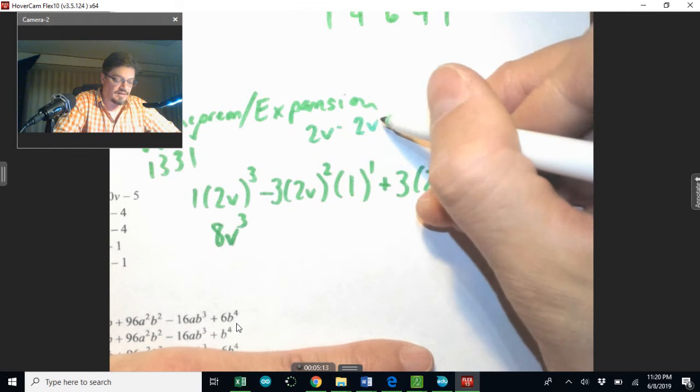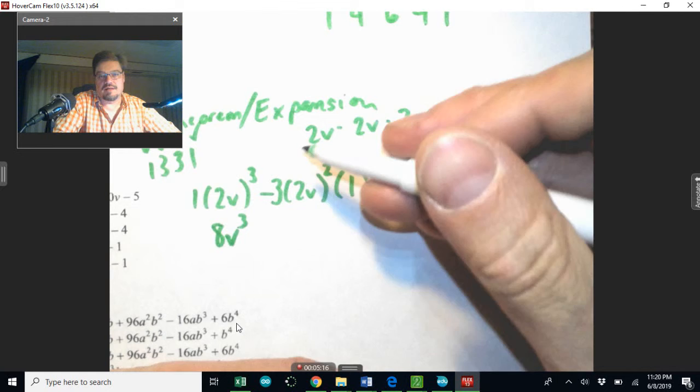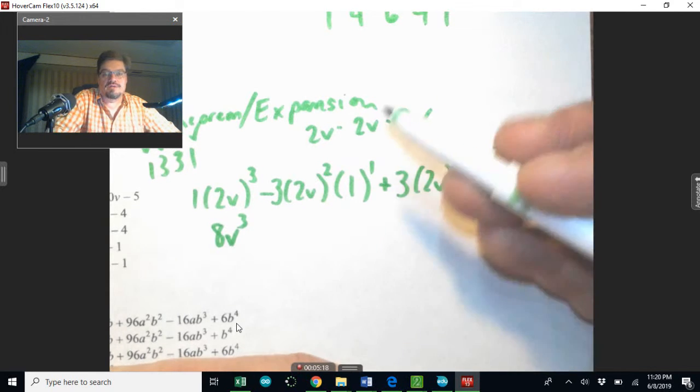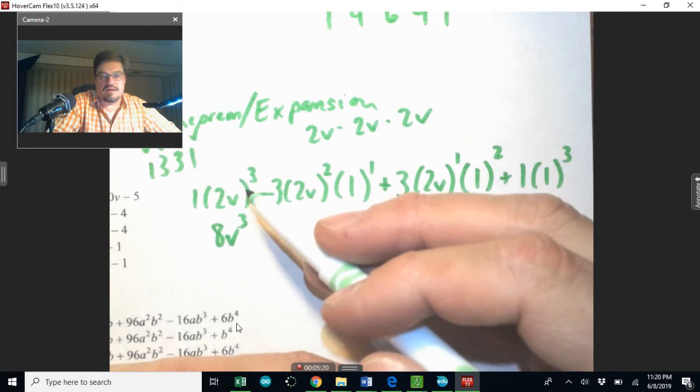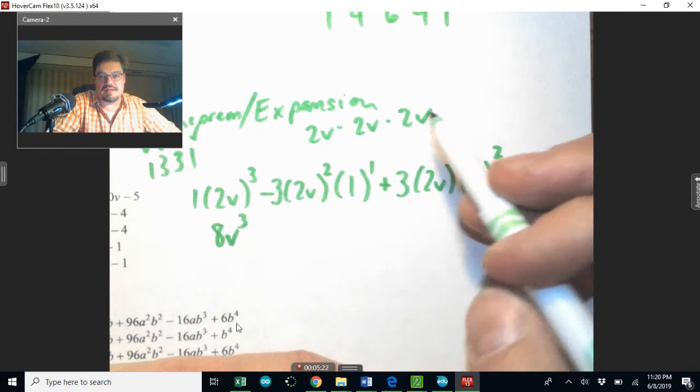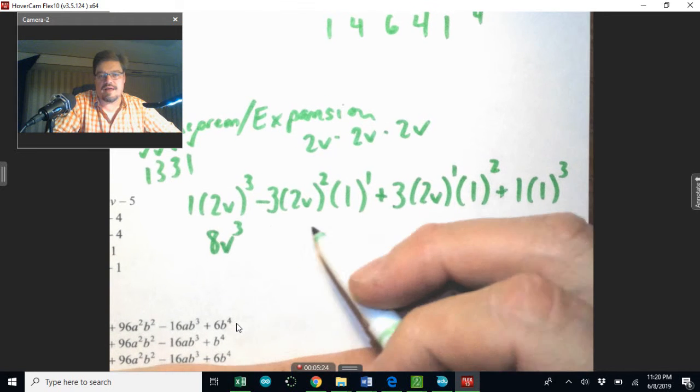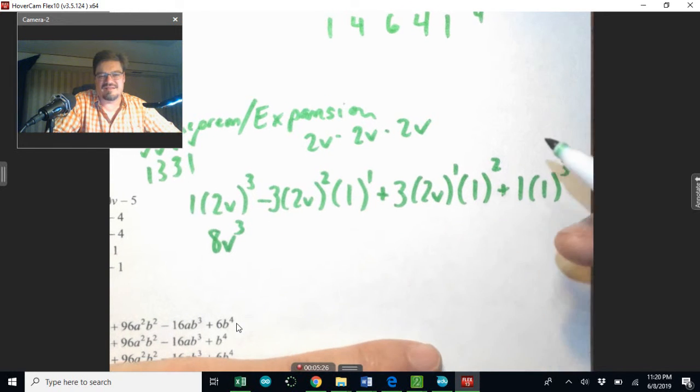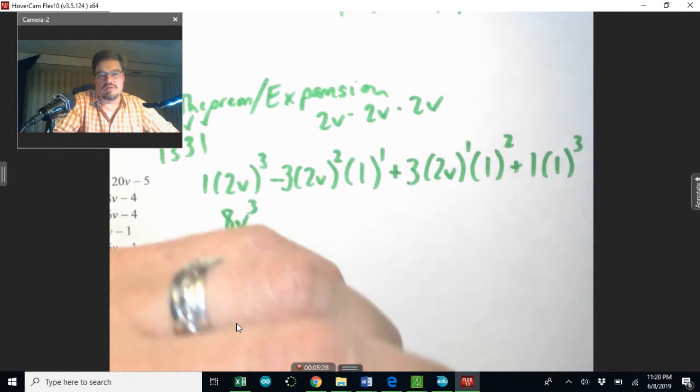You have 2v times 2v times 2v. I mean, that's going to give you 8, right? So make sure that you understand that this is a simplification of this. This is so tedious to write, especially imagine writing all of those here. It just doesn't make any sense when you can use shorthand, right?